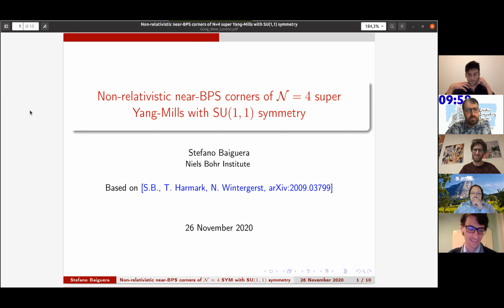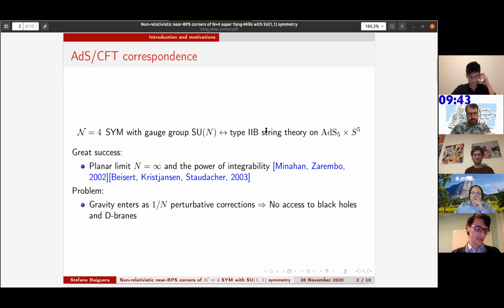Okay, thanks a lot for the introduction and for this opportunity to give this gong show. As you said, I will discuss particular limits of N=4 super Yang-Mills with this particular symmetry structure. Now, the starting point is the well-known AdS/CFT duality, where we all know that the most famous application and example relates N=4 super Yang-Mills with type IIB string theory.